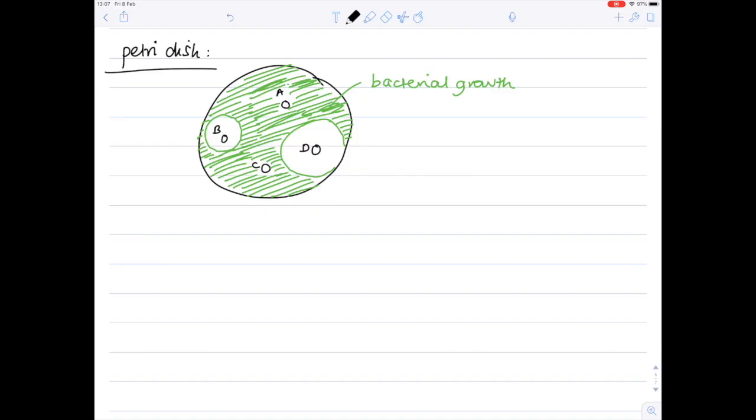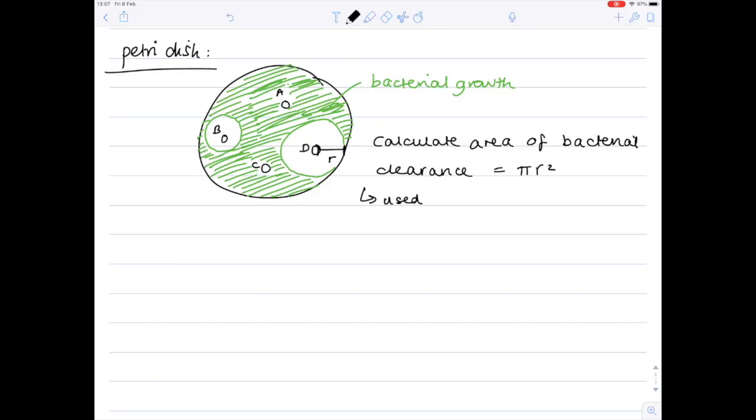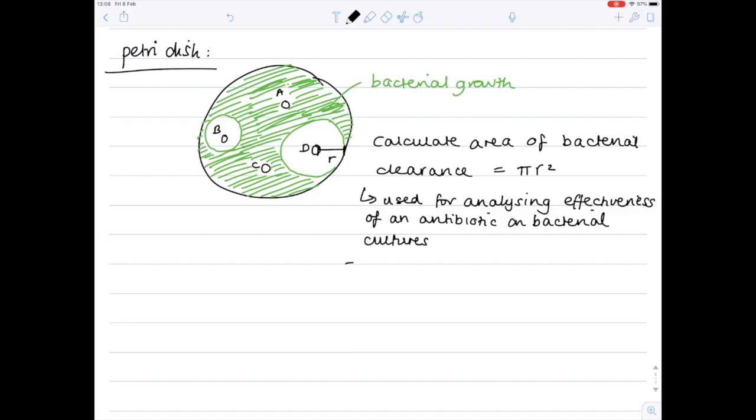So how can we actually work out that clearance zone? Well, it's a roughly circular shape, so we're going to calculate the areas. And for maths, how do we calculate area? By doing pi r squared, and r is the radius of the circle. So if we take the clearance circle for D, this would be r, and then we need to square it and times it by pi to work out the area. And as I said, this is used to analyse the effectiveness of an antibiotic on bacterial cultures. And the larger the area, the more effective the antibiotic.